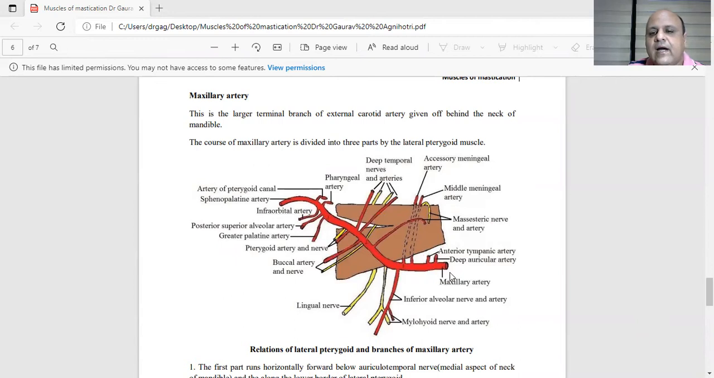Now this maxillary artery is lying below the auriculotemporal nerve, medial to the neck of the condyle. So this first part of maxillary artery is running horizontally in relation to the lower border of lateral pterygoid muscle, and it gives a deep auricular branch, anterior tympanic branch, and it gives a middle meningeal artery and an accessory meningeal artery, and it gives the inferior alveolar artery.